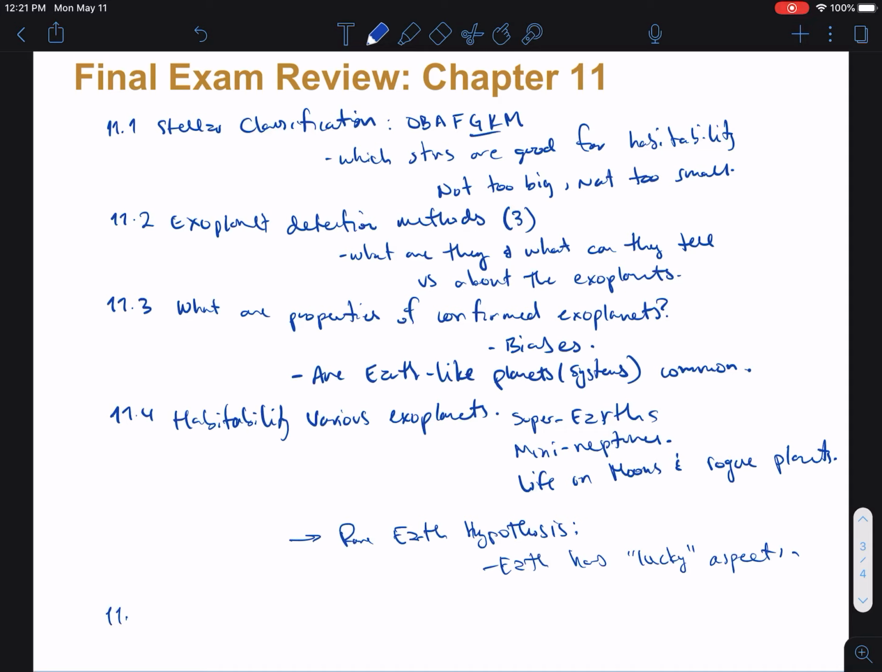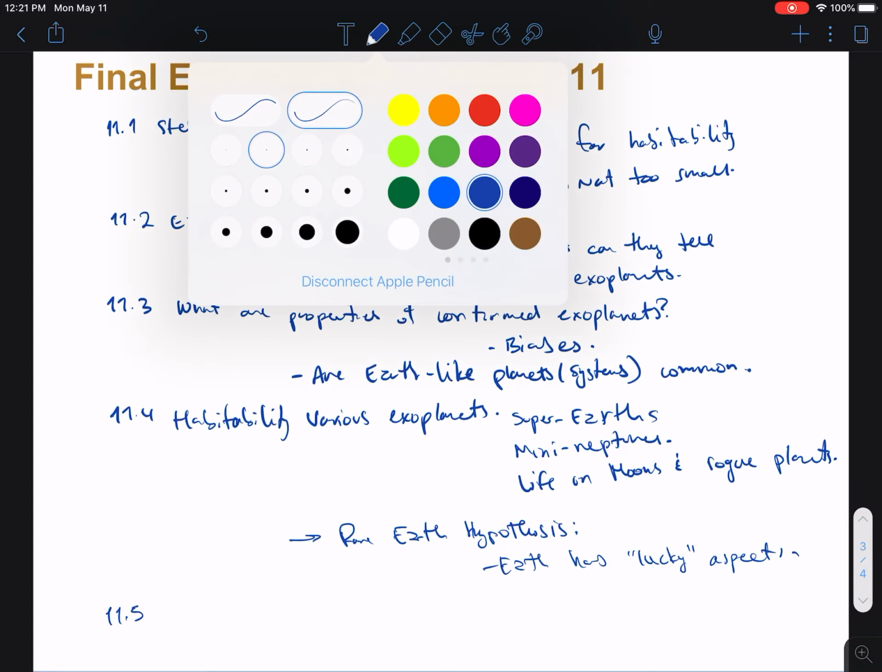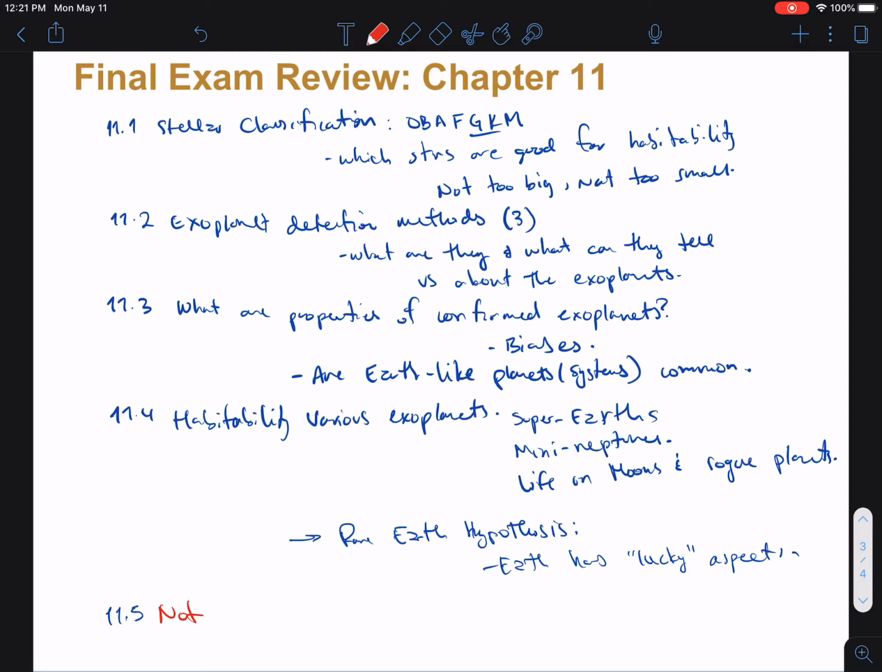The last section there we did not cover. This was more about stars, so this will not be on the exam. I wouldn't expect you to be able to cover material I didn't cover myself.